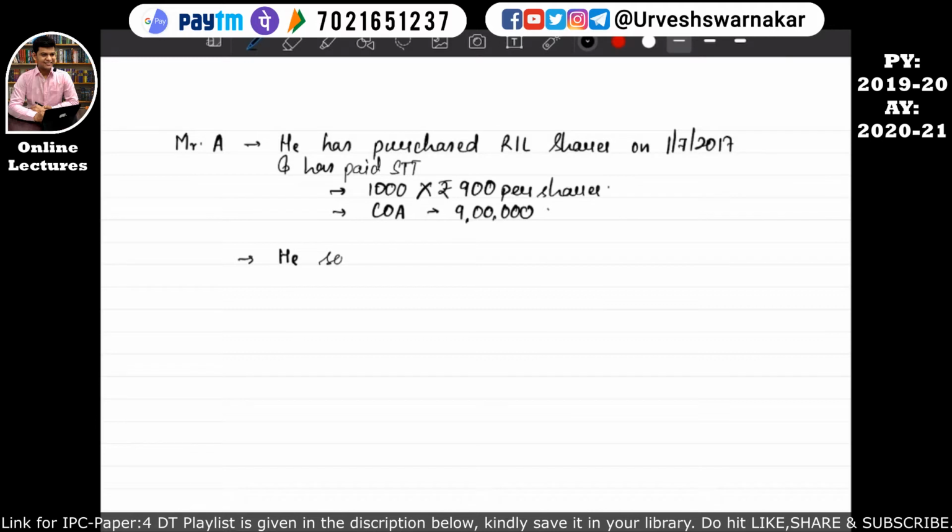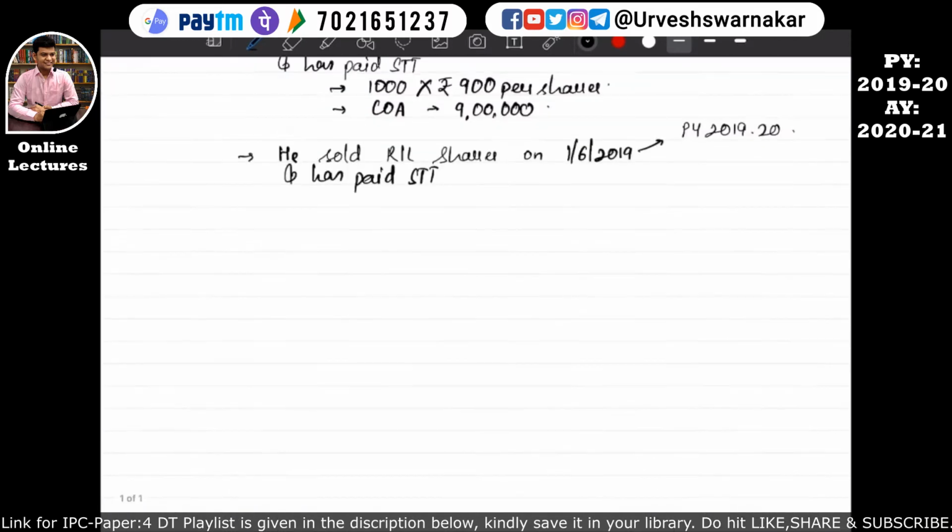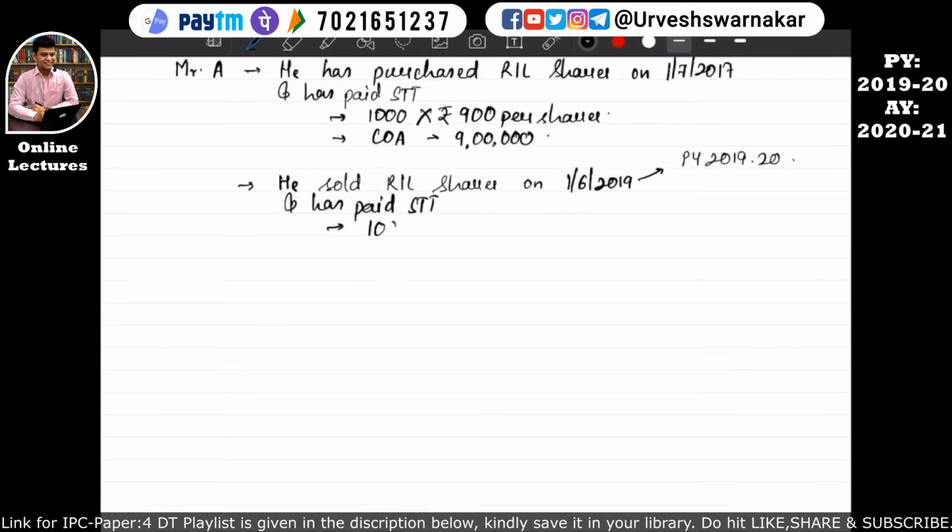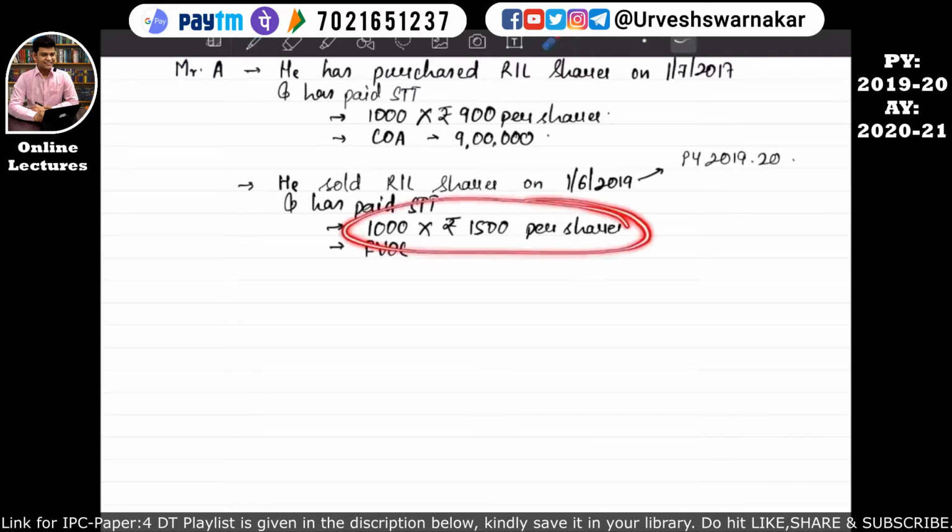He sold Reliance Industries Limited shares on 1st June 2019, that is in our previous year 2019-20. I hope this is quite clear, and he has paid STT when he sold these equity shares. He sold his 1000 shares at the rate of rupees 1500 per share. So the full value of consideration, that is the sale consideration of these shares, is equal to rupees 15 lakhs. I hope this is quite clear to you all.